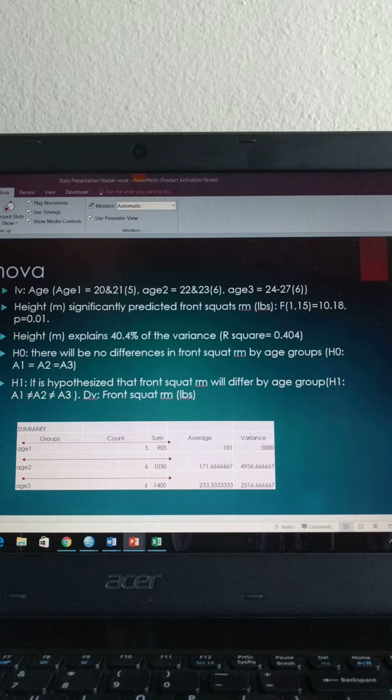This basically summarizes it already. Height significantly predicted front squats in pounds with a formula of F(1, 15) = 10.18 with a significance of 0.01. And height explained 40.4% of the variance, which means almost 60% is not explained.